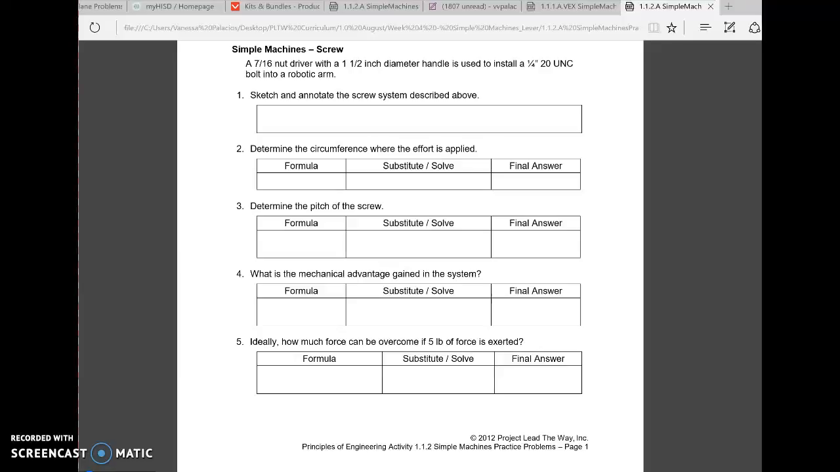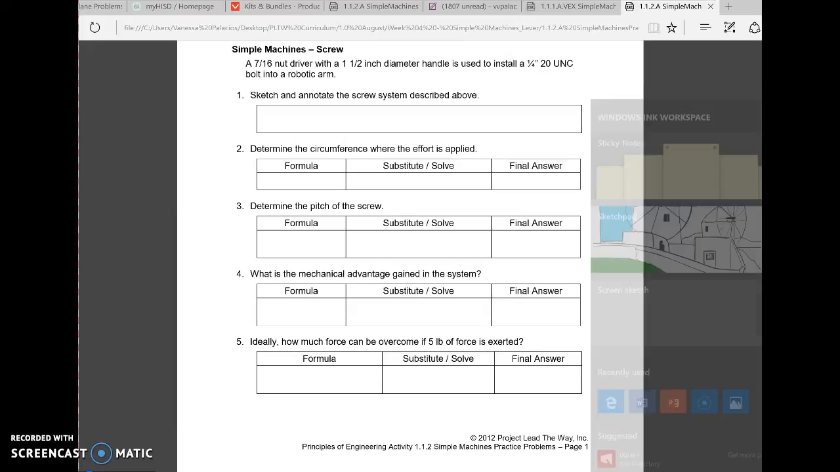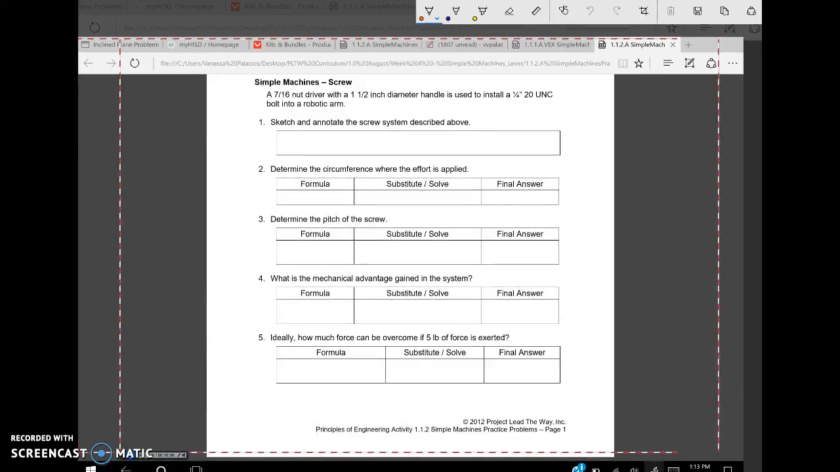This video is going to cover the screw problem that you were assigned. So the first thing we need to do is do our sketch, and the problem says that you have a 7/16 inch nut driver with a 1.5 inch diameter. So let's draw what that might look like.